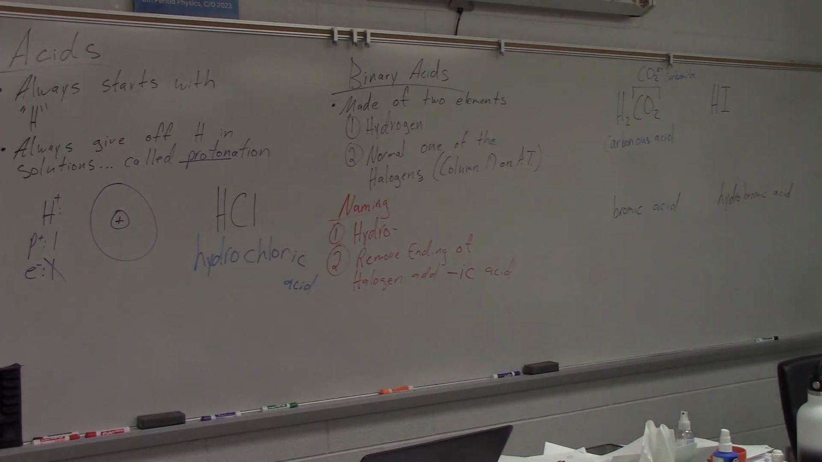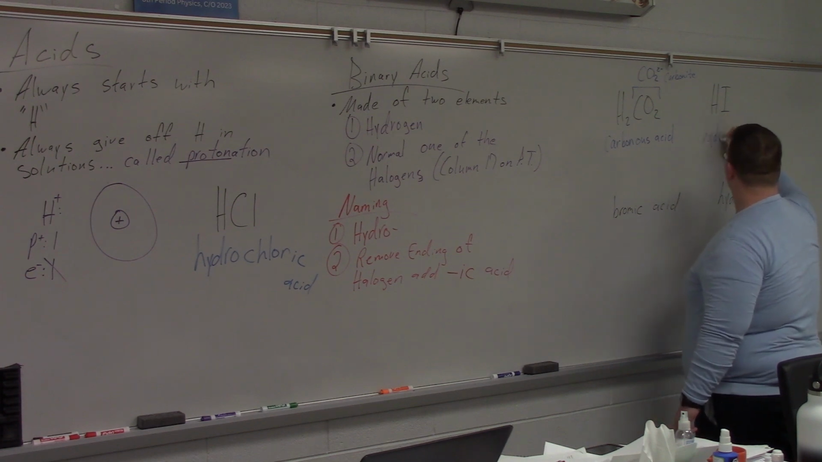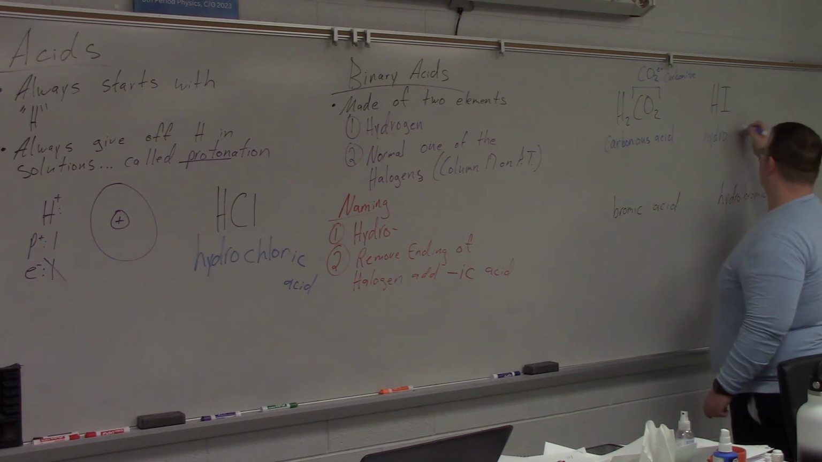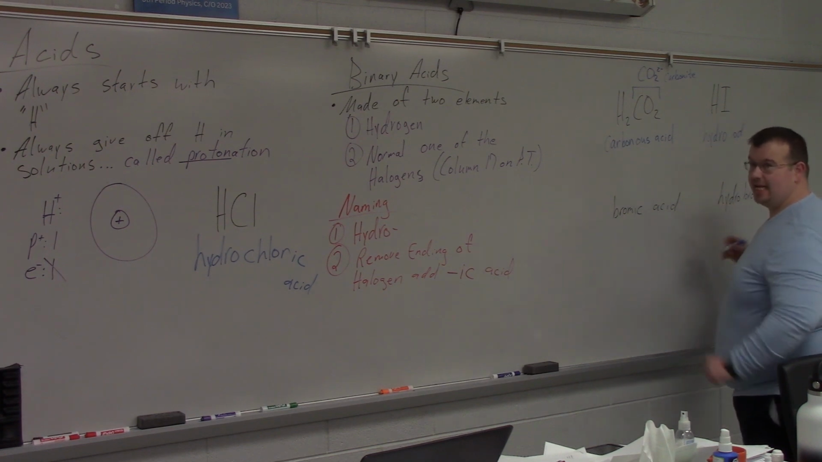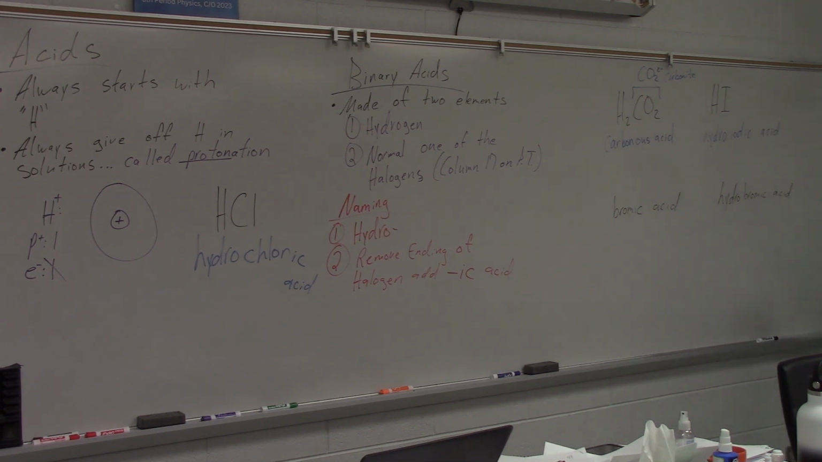Next. I have hydrogen first, tells me acid. There are two elements, so it's a binary acid. What do binary acids start with? Hydro. Got iodine, so we keep the root. Hydro. Remove the ending, add ic acid. Hydro. Iod. Hydroiodic acid.